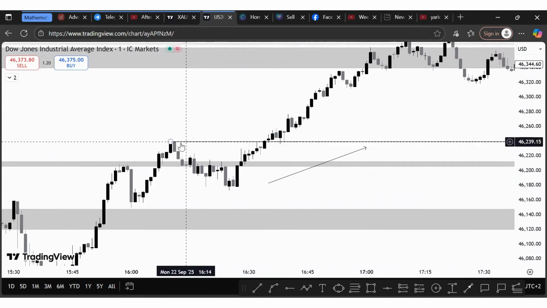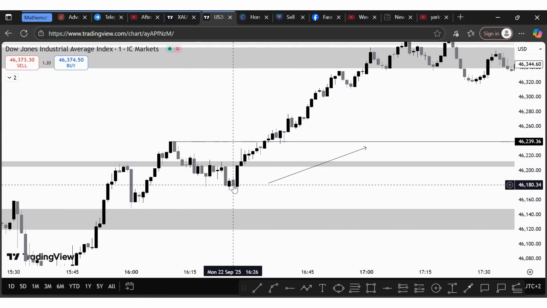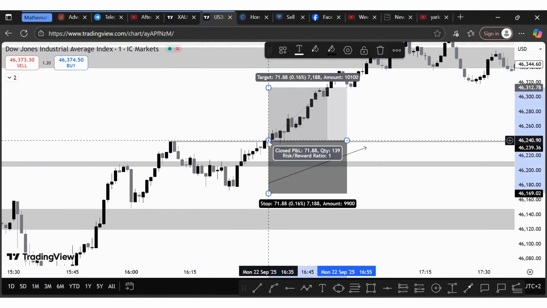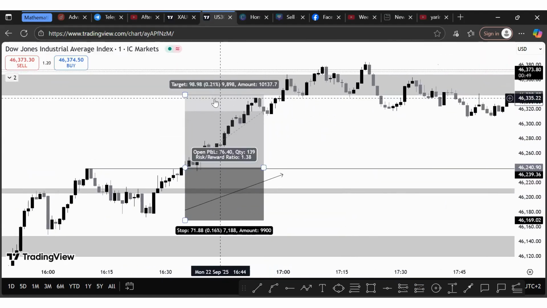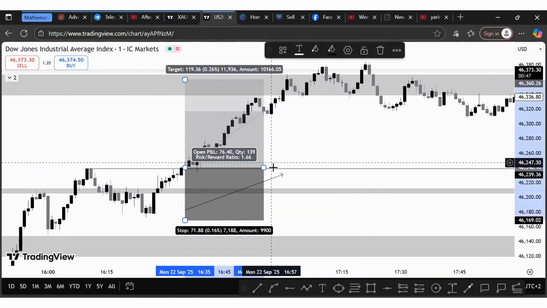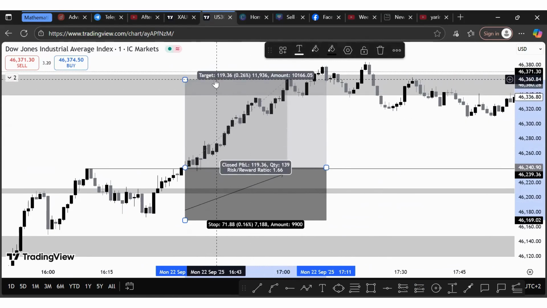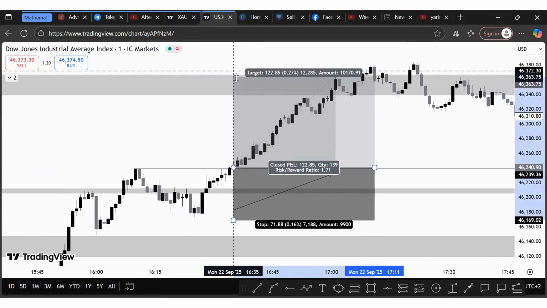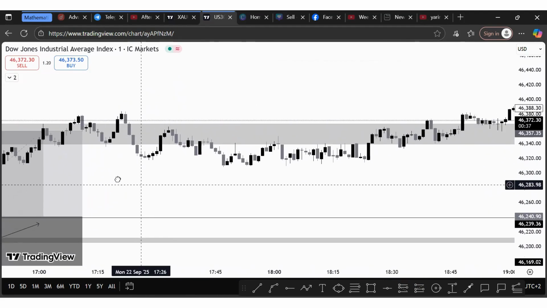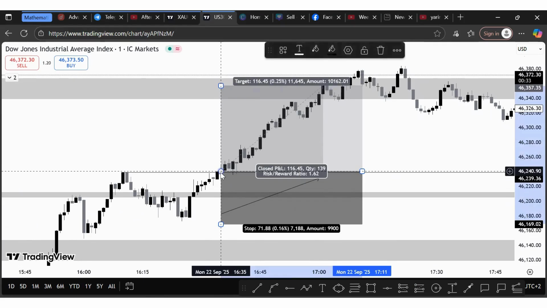The entry came from this higher high, but we had to wait for it to correct first. Once it was correcting, we had to wait for the market execution at this level. Our TP was just somewhere here, if I'm not mistaken.